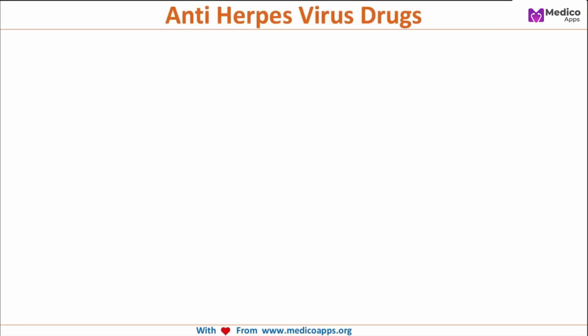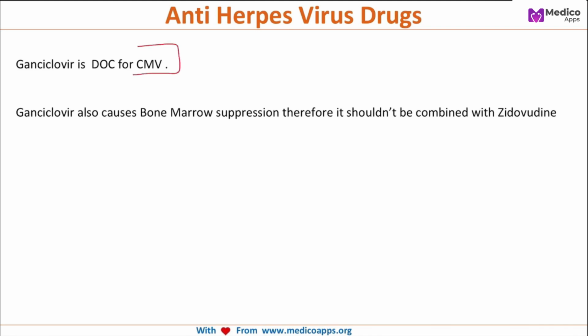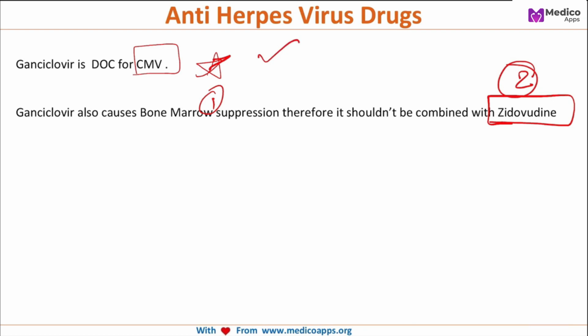Okay. Now, ganciclovir is the drug of choice for cytomegalovirus. Please remember, ganciclovir also causes, number 1, bone marrow depression. So it shouldn't be combined with zidovudine. This is another drug which causes bone marrow depression, right? So, ganciclovir is the drug of choice for CMV and it should not be combined with zidovudine.